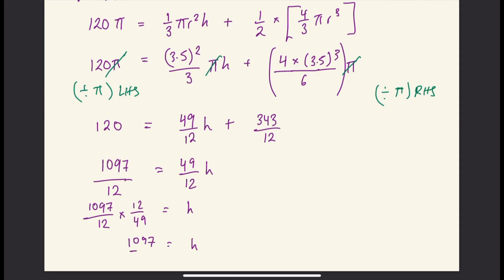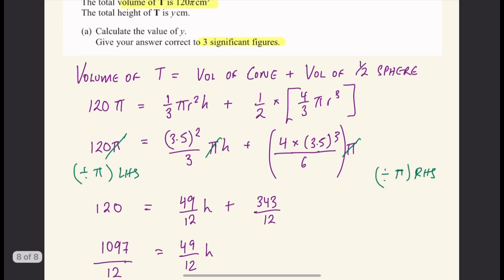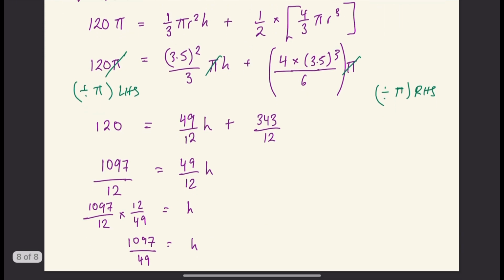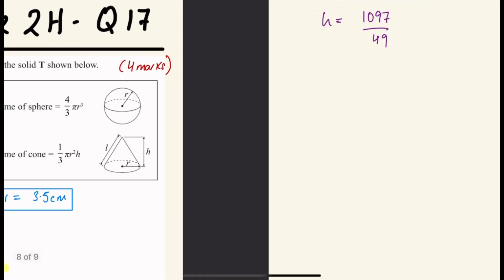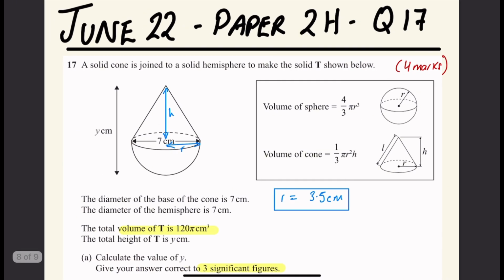So you find h is equal to 1097 over 49. Now, again, leave it in that form for now. Okay, so we got h is equal to 1097 over 49. So we have found this height, but we need to find this height.